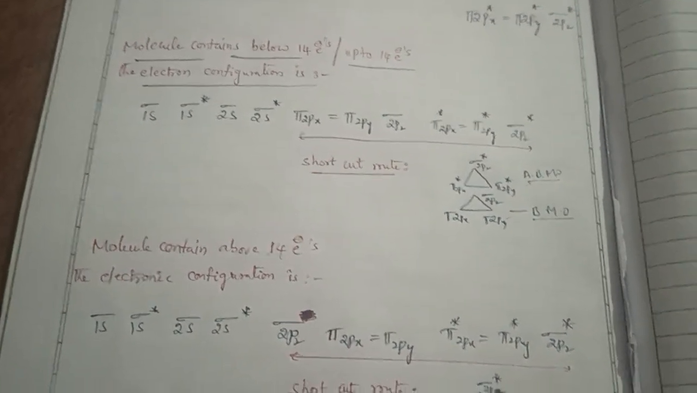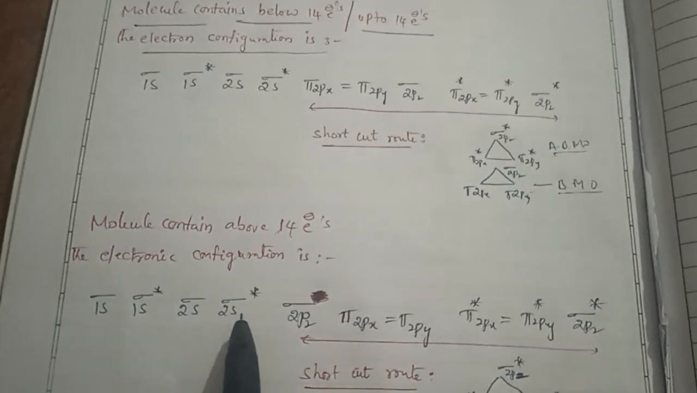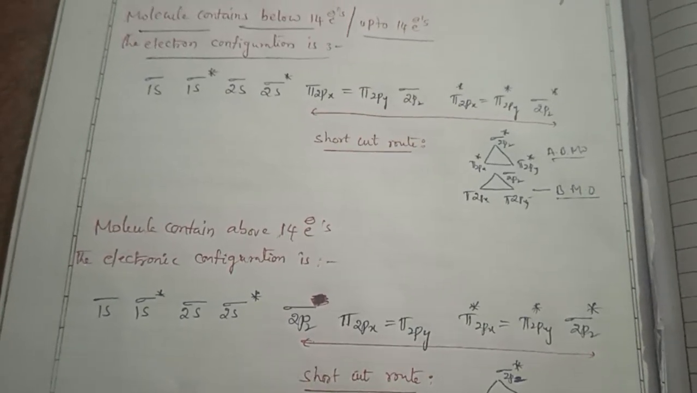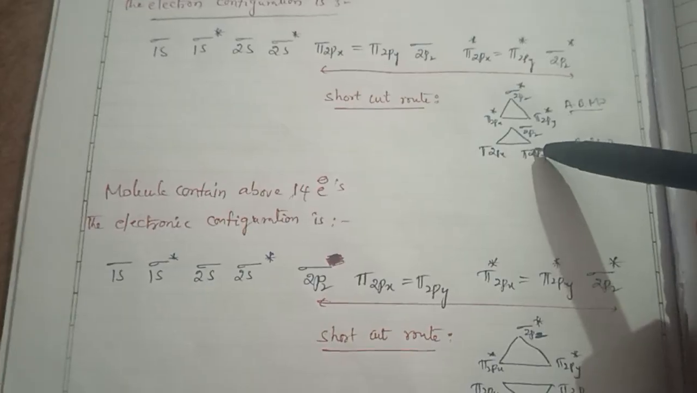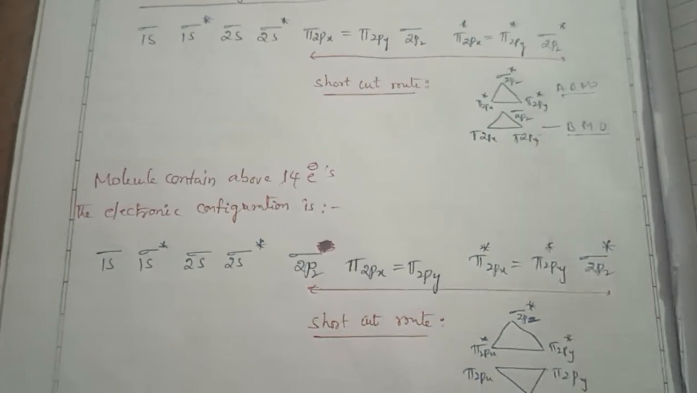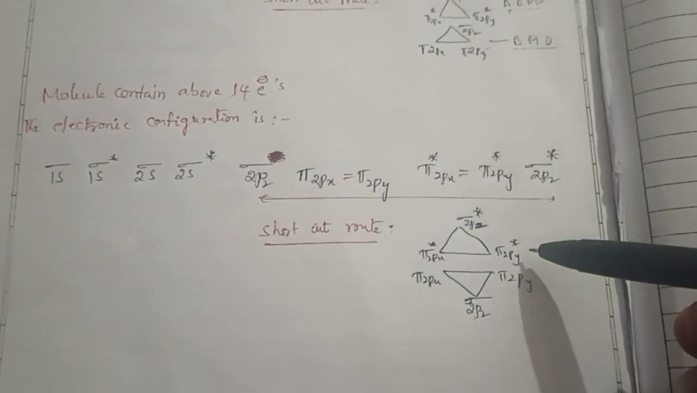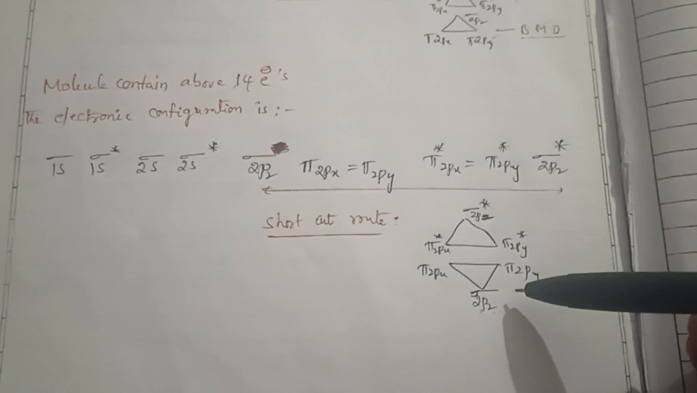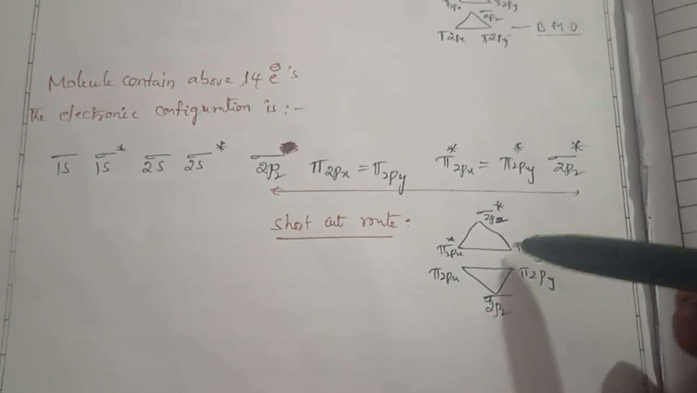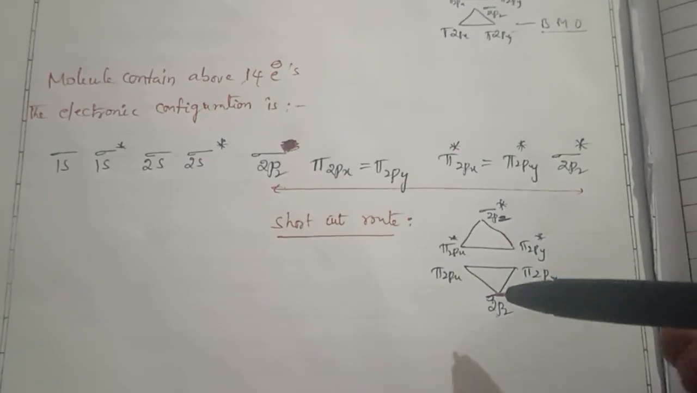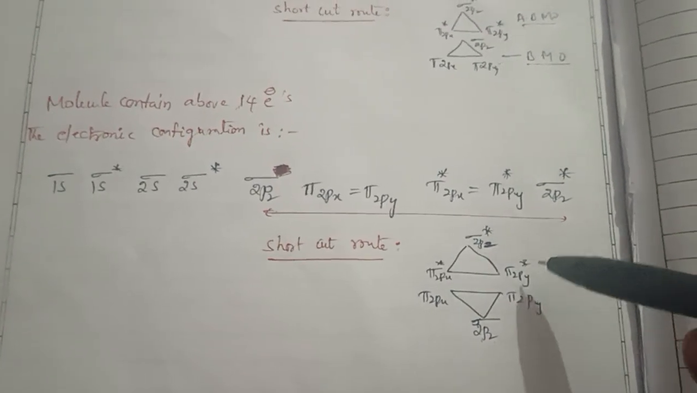If you go to the next level, above 14 electrons, the first 4 orbitals' electron configuration is the same, and the only difference is in the p orbitals. As I showed for up to 14 electrons, the triangle is in the same direction. For above 14 electrons, the triangle is in reverse direction. So sigma 2pz is at the bottom, and pi 2px, pi 2py are in the upper stage, right? And the remaining anti-bonding orbitals are the same.